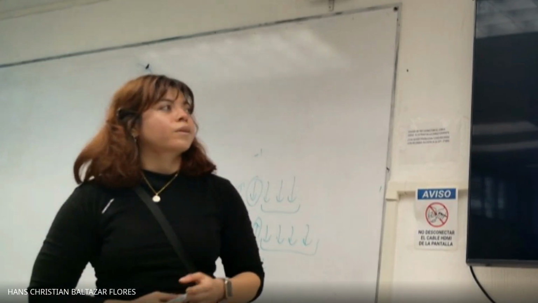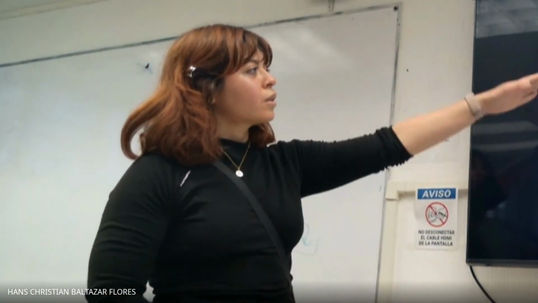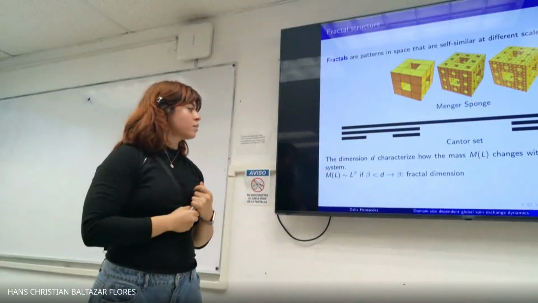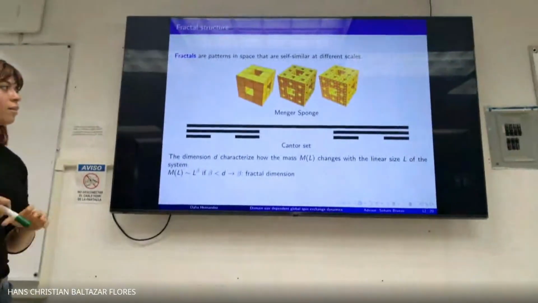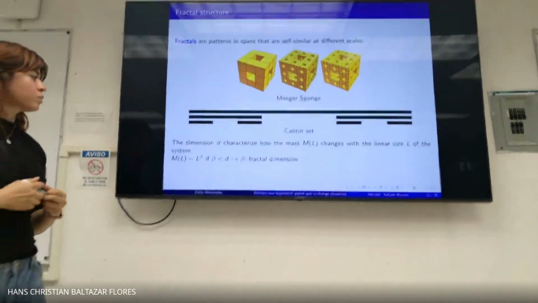Now we will go to fractals. We use the mass definition, and so our mass scales with the length of our fractal to the power beta, where beta is lower than the Euclidean dimension.